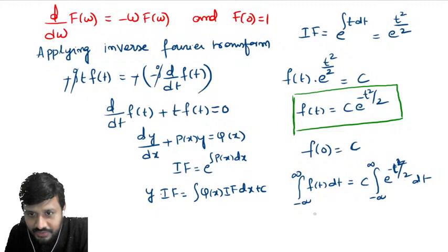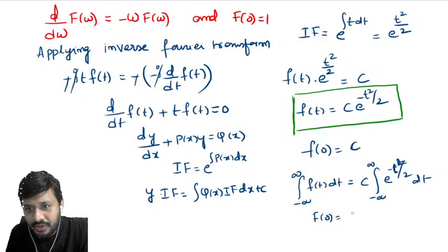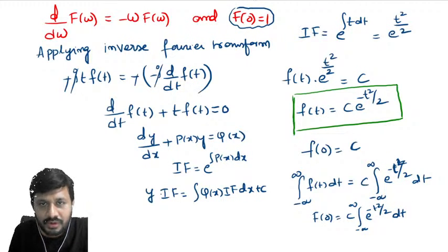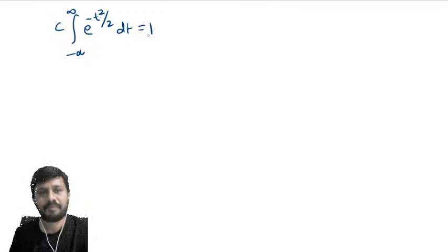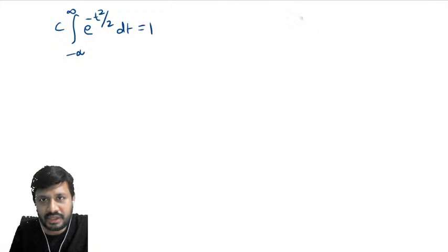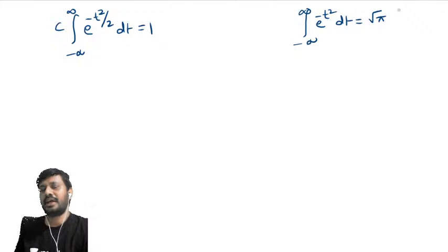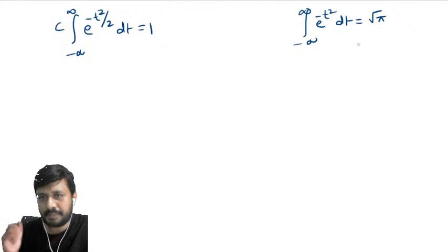So capital F of 0 is equal to c times the integral from minus infinity to infinity of e power minus t square by 2 dt. But the capital F of 0 value was given to be 1. So c times the integral of e power minus t square by 2 dt is equal to 1. Now from this, can you get the value of c? Yes, because we know this relation: the integral from minus infinity to infinity of e power minus t square dt is equal to root pi. You must remember this relation, the area under this Gaussian pulse is root pi, my dear students, try to remember.